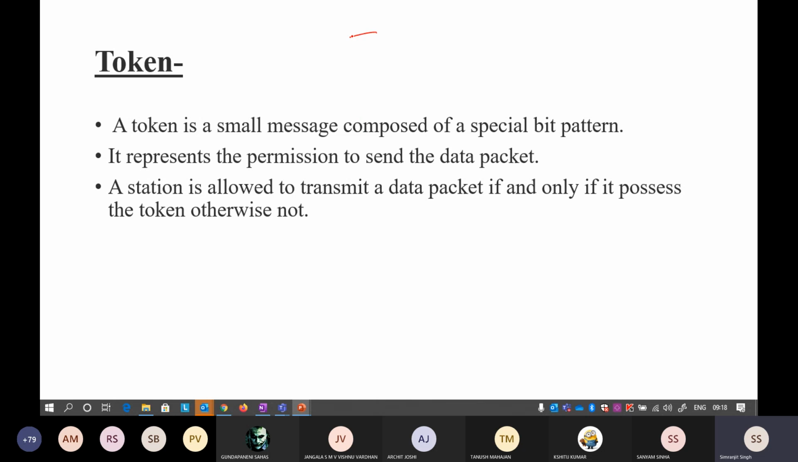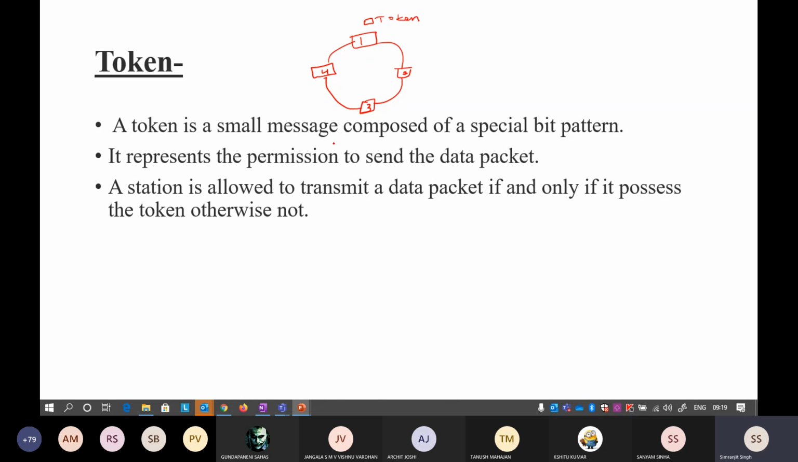First of all, the stations will be connected in a circular form. These are four different stations connected in a circle. Now, if any station wants to transmit data, it must have something called a token. If station 1 has a token, then only it can transmit the data. Out of these four stations, only one station will have a token at one time. If station 2 has a token, only station 2 can transmit the data.